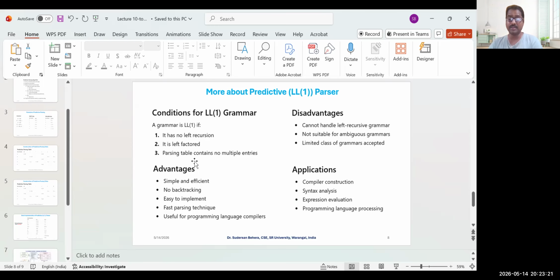Then a limited class of grammars is accepted. Limited in the sense that left factored grammar is accepted. Non-left factoring, non-left recursive is not accepted. Ambiguous is not accepted. Okay, right recursive grammar is accepted. So these are some important grammars this particular parser accepts. What are the applications?